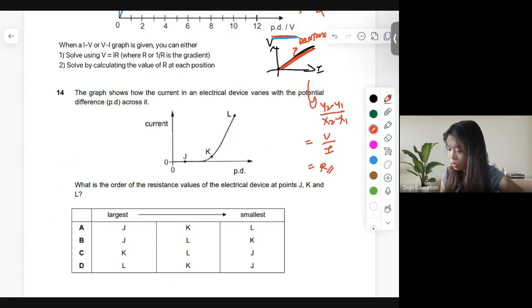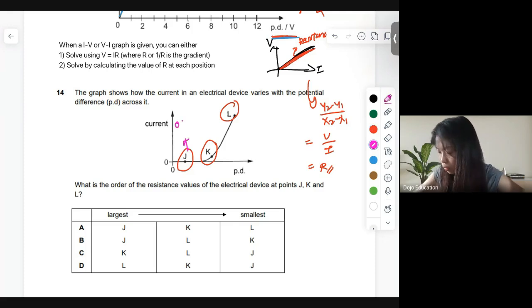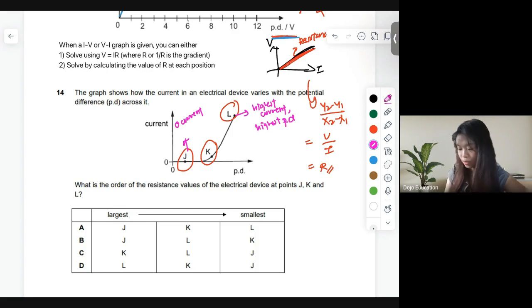What is the order of the resistance value of the electrical device at point J, K, and L? So point J, point L, and point K. Okay, so for J, it has 0 current. Let me write down 0 current. And then for L, it has the highest current and the highest potential difference.